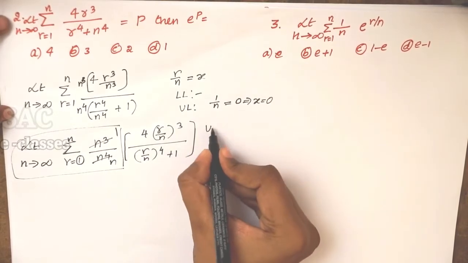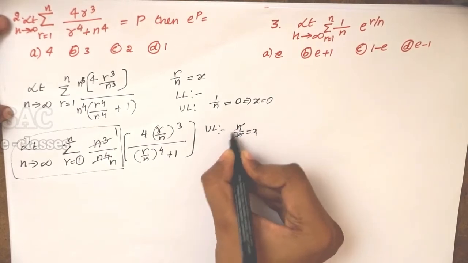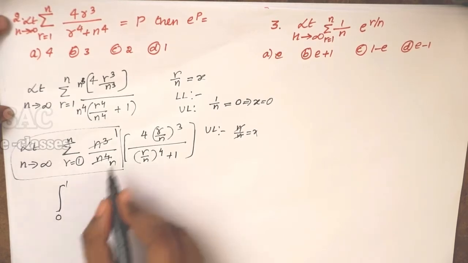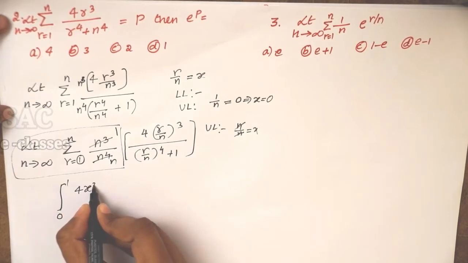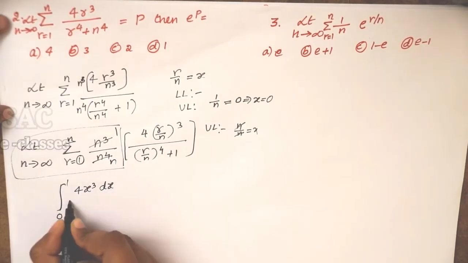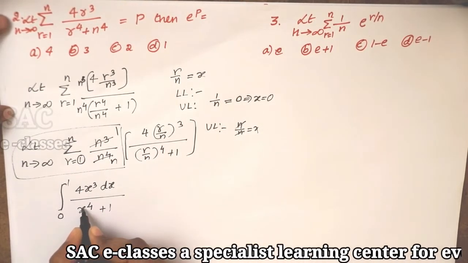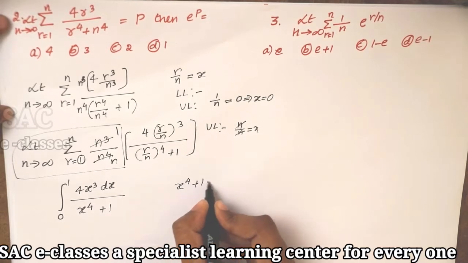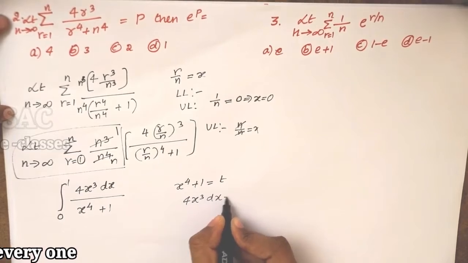Upper limit. What is the upper limit here? n by n, which is equal to x. So convert into integration form. Integration limits are 0 to 1. 4 into r by n whole cube means you can write it as 4x cube dx by x power 4 plus 1. By taking that x power 4 plus 1 is some t, you can get 4x cube dx is equal to dt.